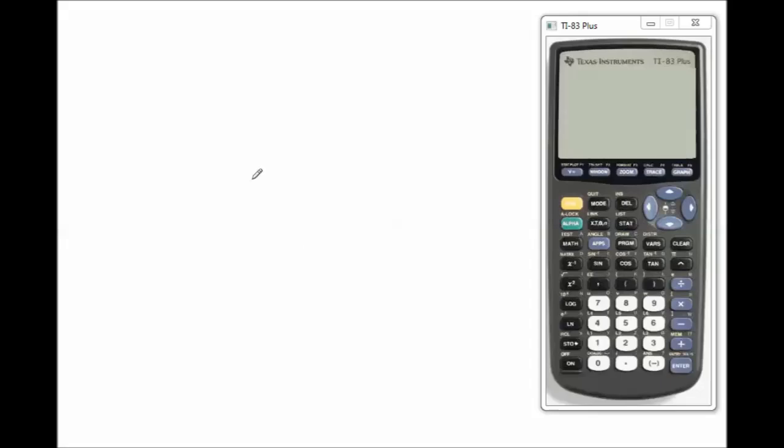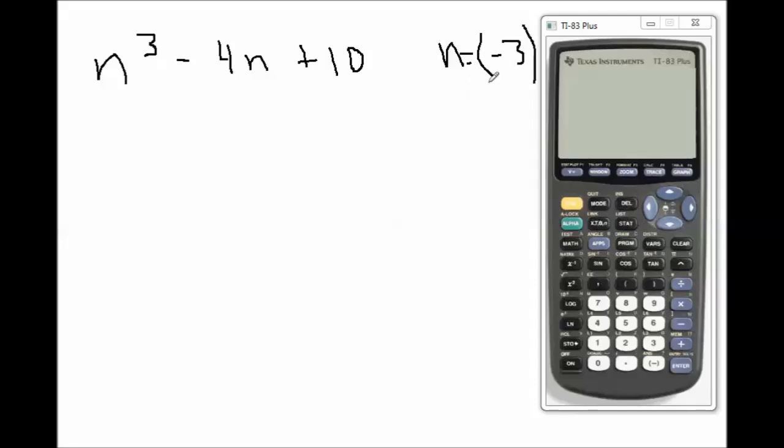Next, you need to take this skill of evaluating exponents and use it to evaluate expressions. So for example, n cubed minus 4n plus 10, and I tell you that n is equal to -3. So n is equal to -3. Anytime you see an n, you put a -3. What this means is that n is equal to the quantity of -3. It's not equal to 3 with a negative sign in front of it. It's actually equal to -3.